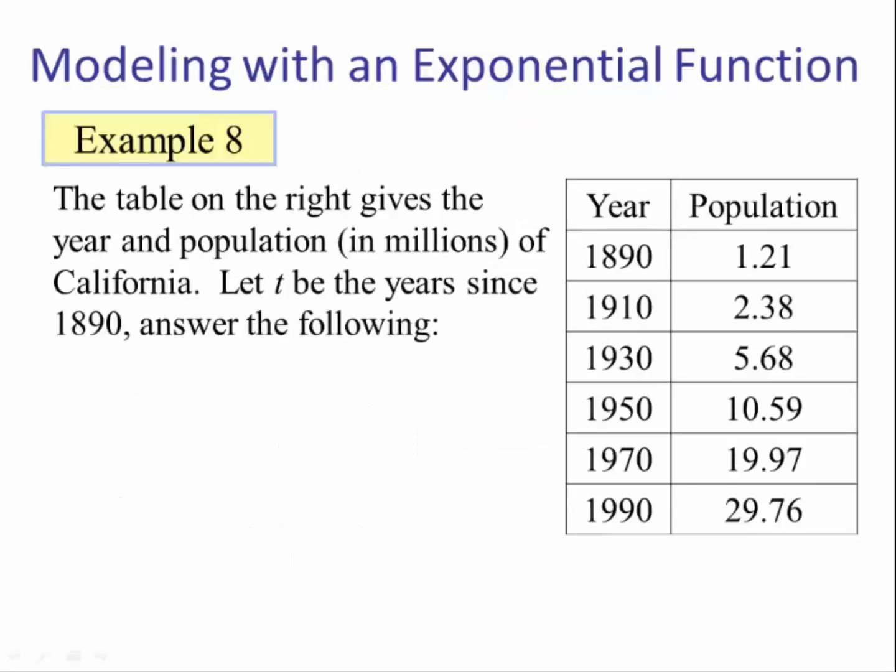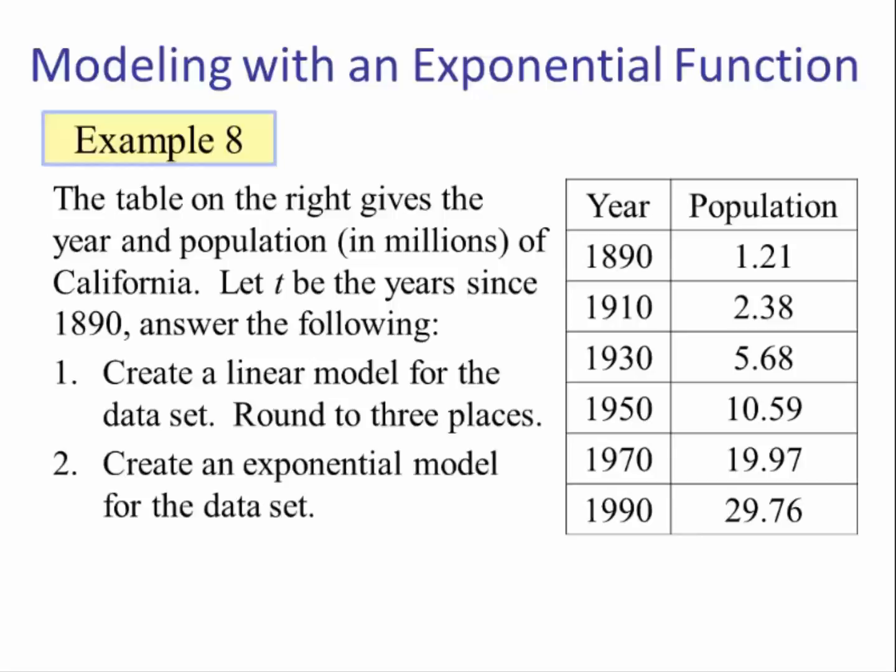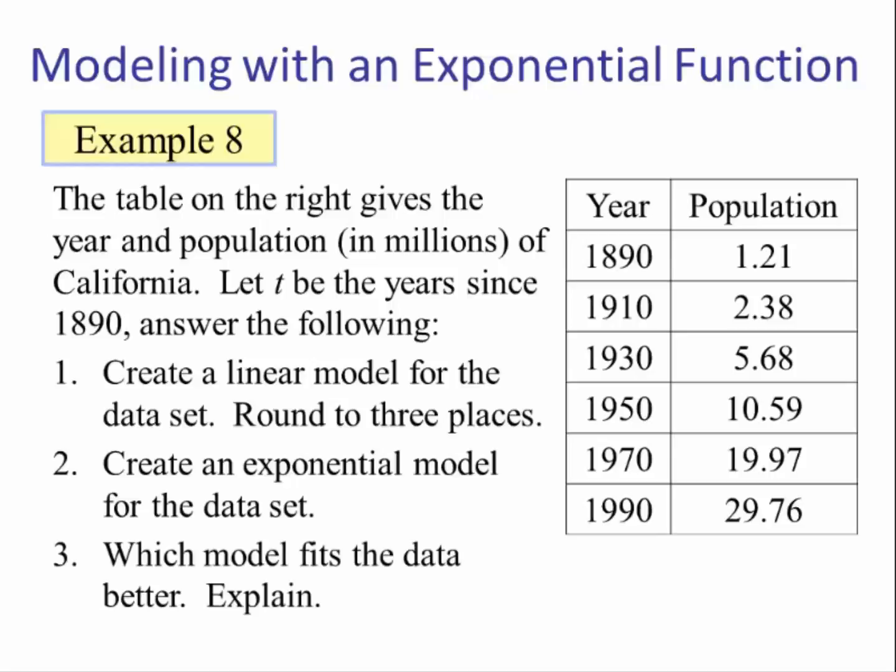Example 8. The table on the right gives the year and the population in millions of California. Let t be the year since 1890 and answer the following. Number 1. Create a linear model for the data set. Round to 3 decimal places. Number 2. Create an exponential model for the data set. Number 3. Which model fits the data better?